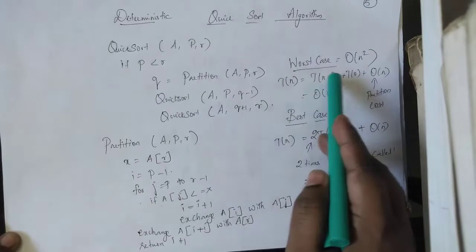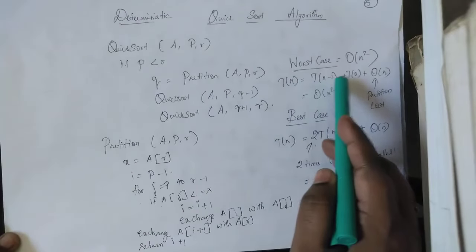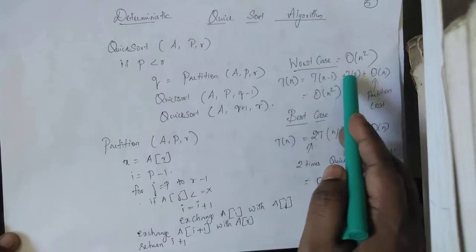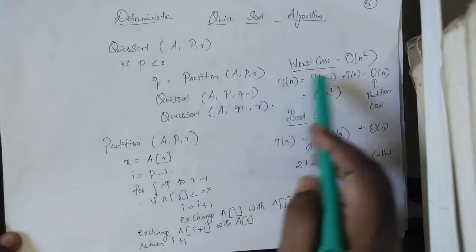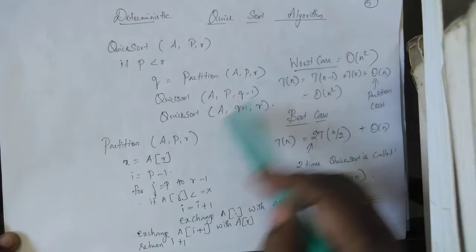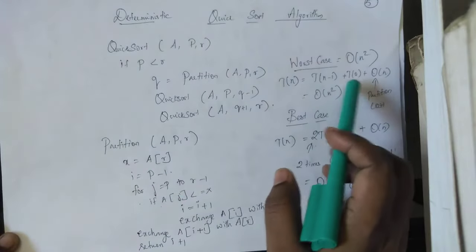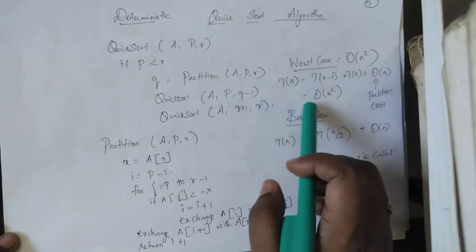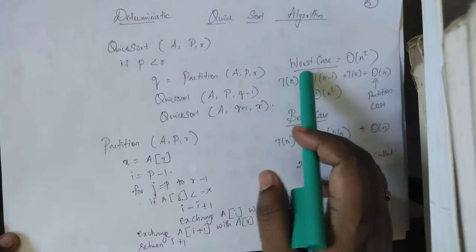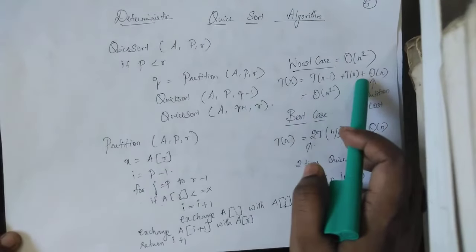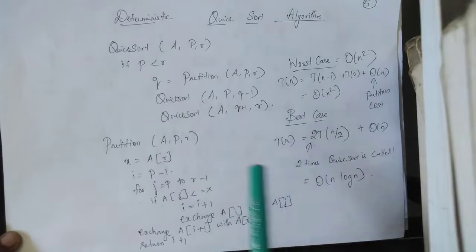T of n minus 1 is the time taken for this quicksort call, and it adds up with the cost introduced by the partition algorithm. So when we calculate the entire thing, that is big O of n squared. We can use back substitution or the recurrence tree method to achieve this big O of n squared.